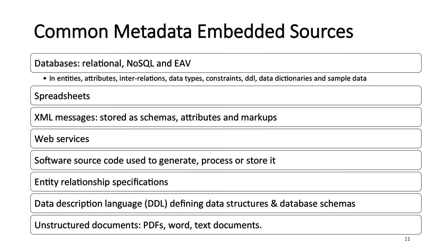So what we are planning to do is to use these algorithms or set of algorithms to extract metadata from common sources that embed metadata in some form. This includes relational, NoSQL and EAV databases, spreadsheets, XML messages, web services, software source code, ER specs, DDLs, and unstructured documents, some of which could be data dictionaries like PDFs. Next slide.